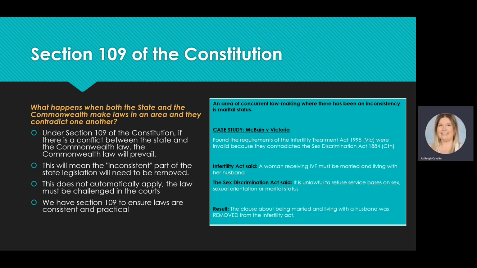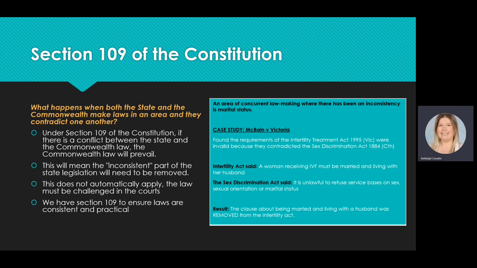Why do we have Section 109? It is to ensure consistent and practical laws in this country. It's not possible to be able to follow two conflicting laws. What is an example of this? An area of concurrent law-making.